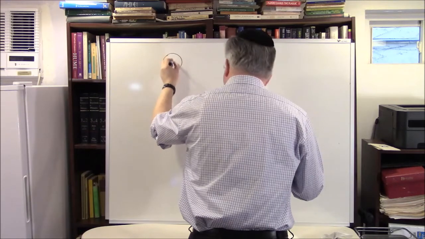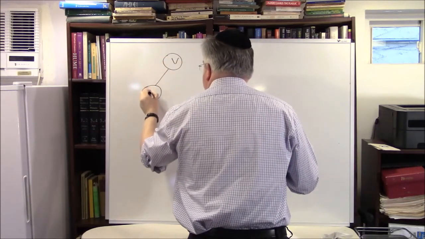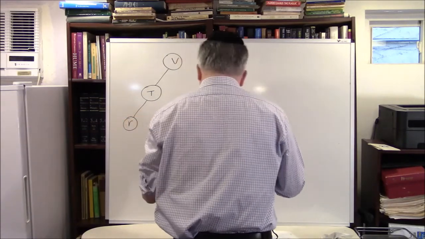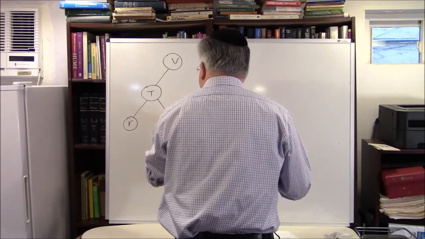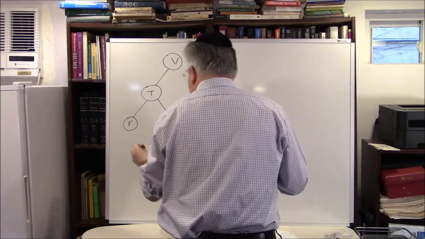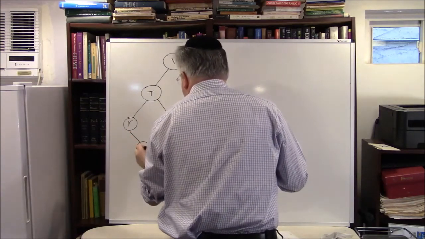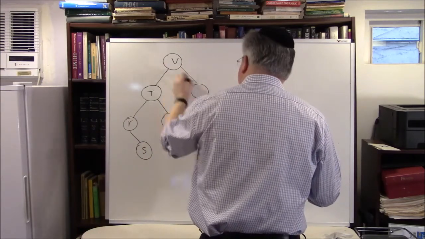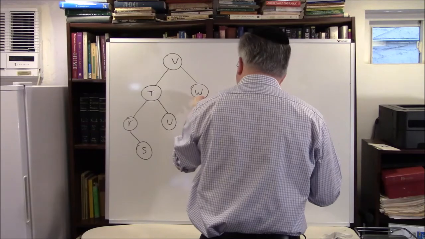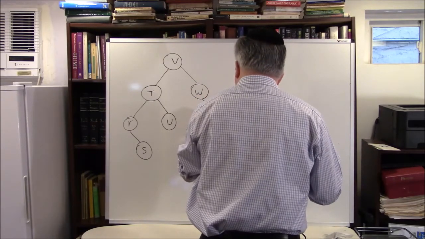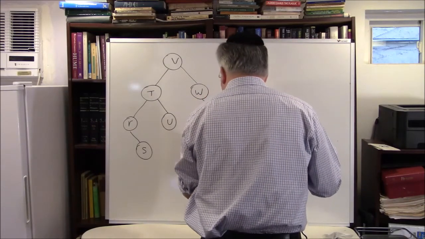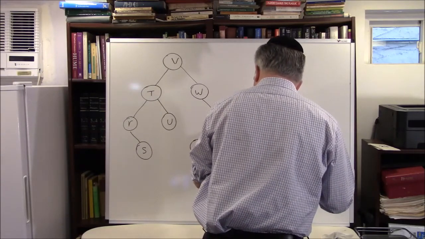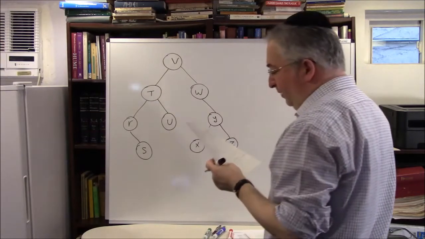Okay, here's V. T is less than V, R is less than that, U is more than V, S is more than that. As opposed to that, V, W is more, Y is less, X is less than that, and Z is more. Okay, so here's a typical example of a binary search tree.